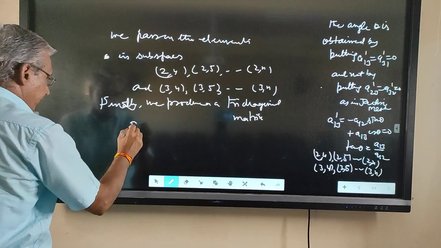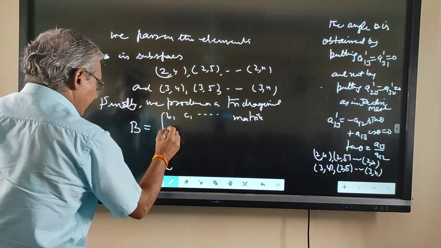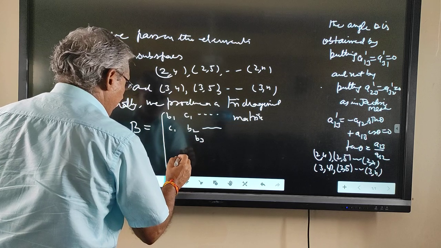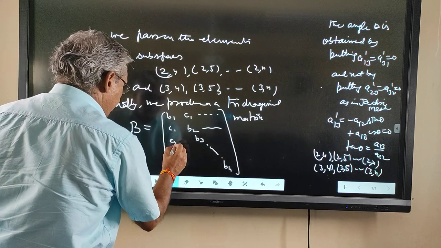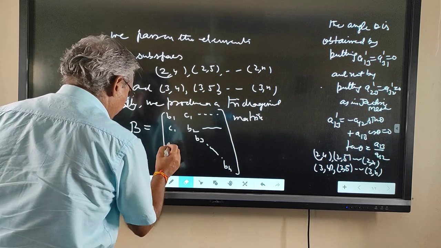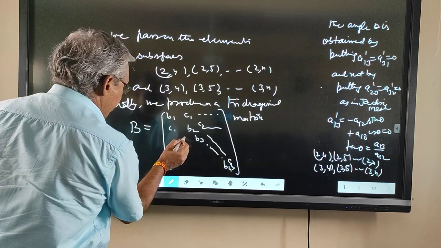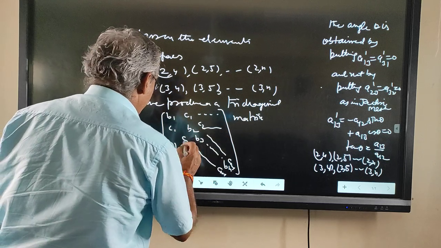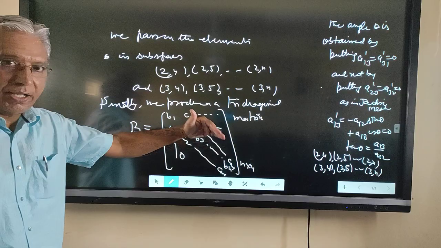Suppose the tridiagonal matrix is B, with diagonal entries B1, B2, B3, and so on up to Bn, off-diagonal entries C1, C2, and so on up to C(n-1), and zeros elsewhere. Finally, we get a tridiagonal matrix of order n by n, which is the required tridiagonal matrix.